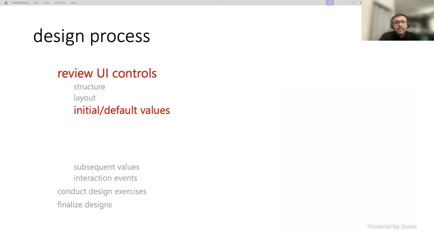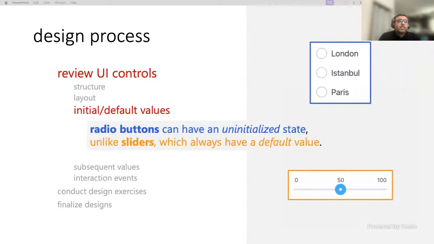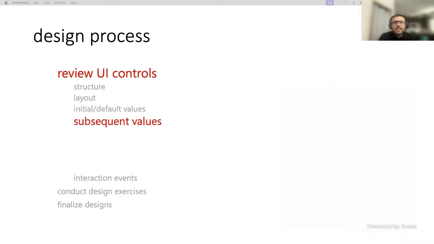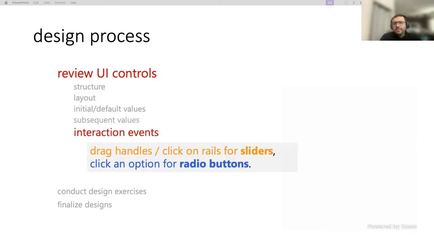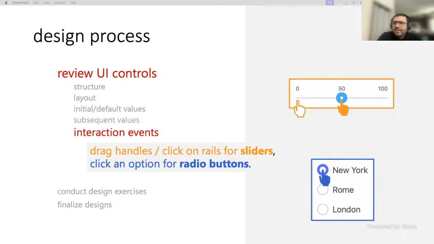Next, with respect to initial or default values, radio buttons can have an uninitialized state with no selections, unlike sliders, which generally have the handles preset to some default value. Then with respect to subsequent values, we all know this, checkboxes can have multiple selected values, unlike radio buttons, which can have at most one selected value. And finally, to interact with these widgets, for sliders, one generally drags the handles or clicks on the rails, whereas for radio buttons, one directly clicks on an option.